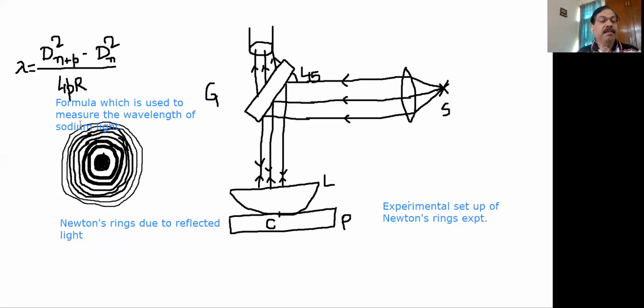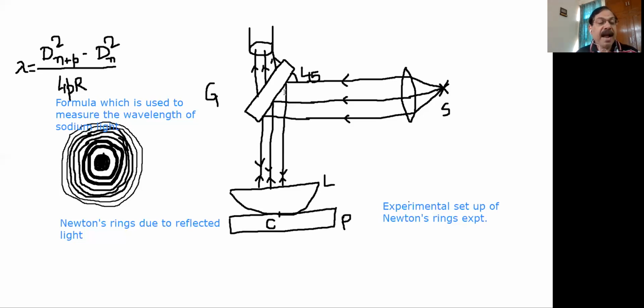In the experimental setup, an extended monochromatic light source S from a sodium lamp falls on a glass plate, as shown in this diagram, kept vertically at an angle of 45 degrees.